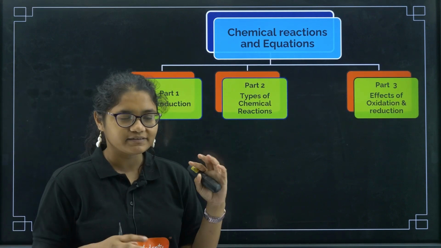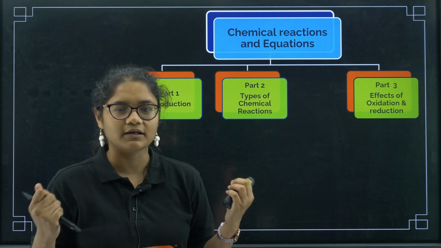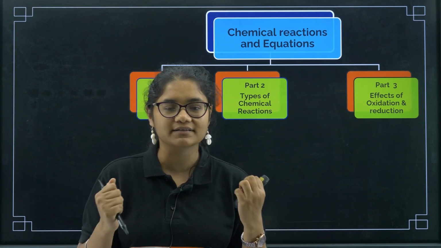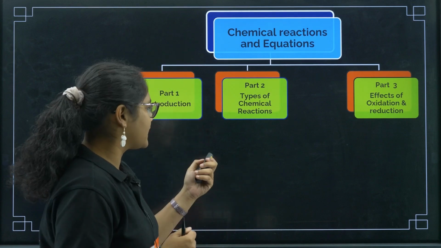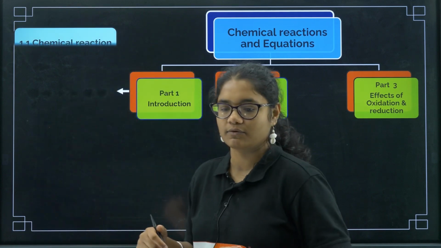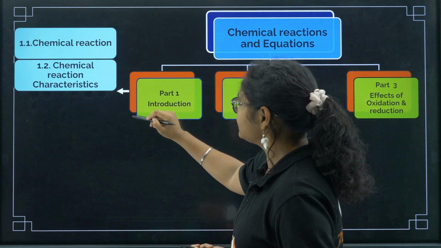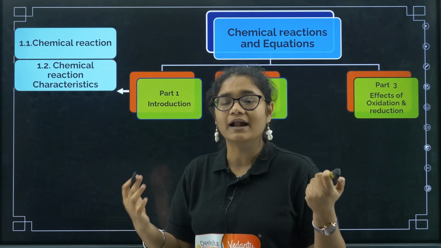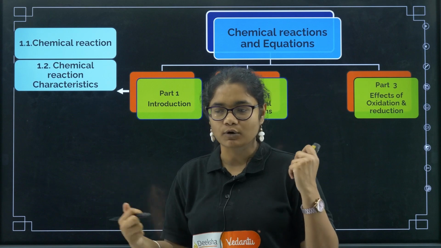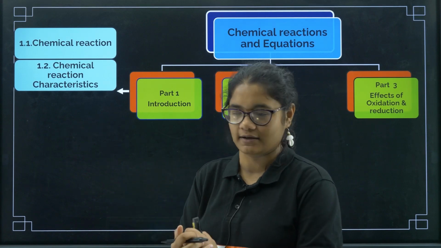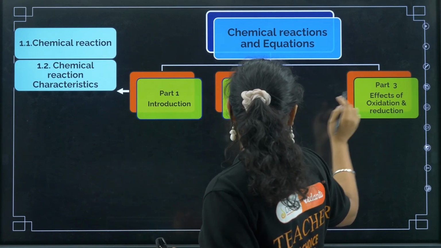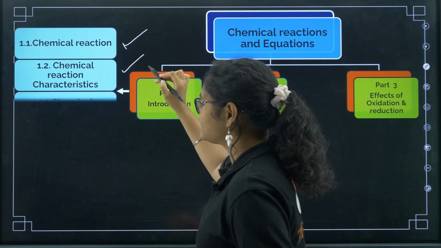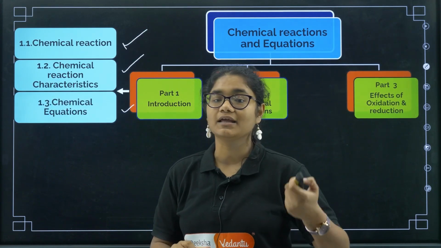In the first part, we'll be studying the introduction: what is a chemical reaction, what is a chemical equation, and something called a balanced chemical equation. First we'll see what a chemical reaction is, then its characteristics. How will you know that a chemical reaction has happened? What are the observations that take place? Next we'll check chemical equations.